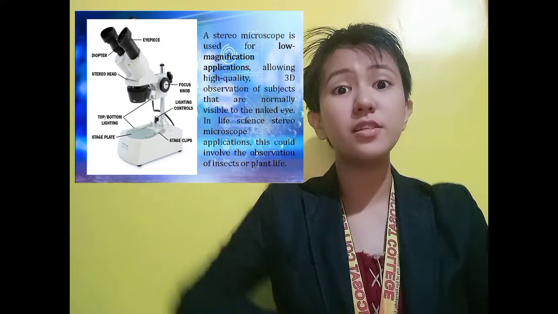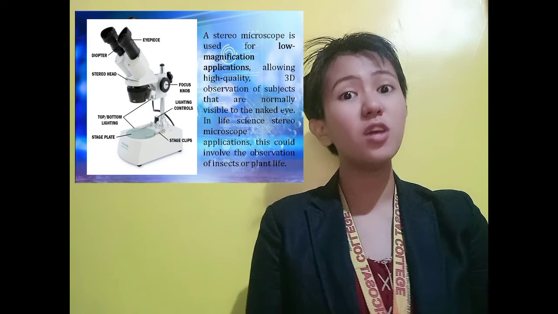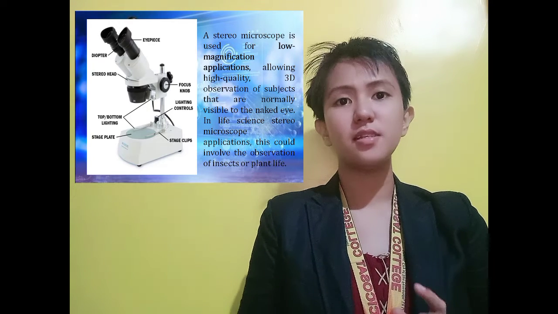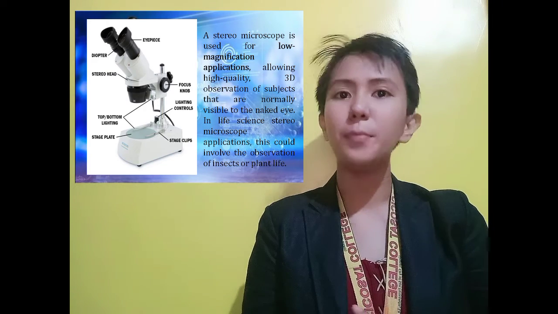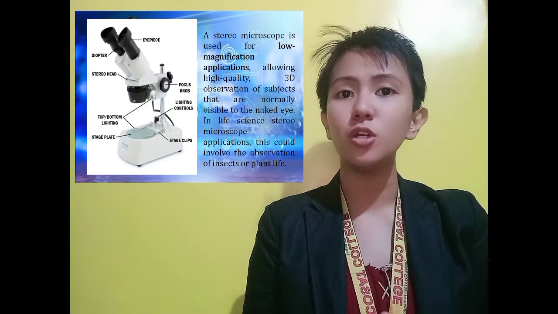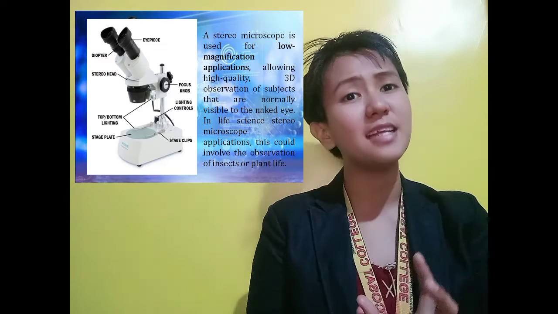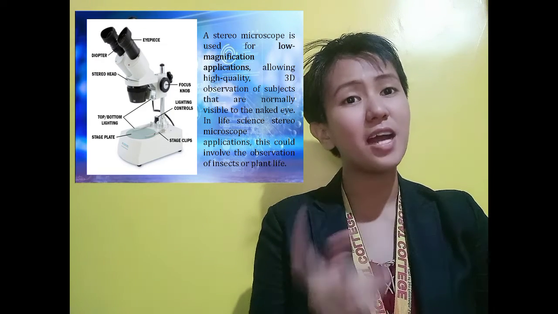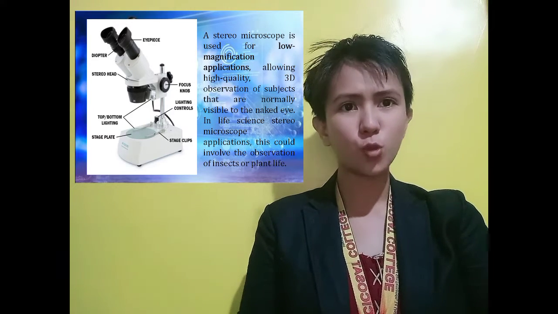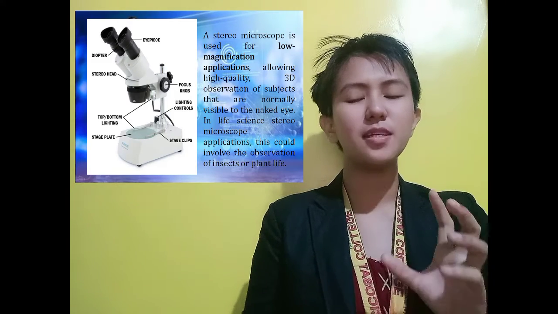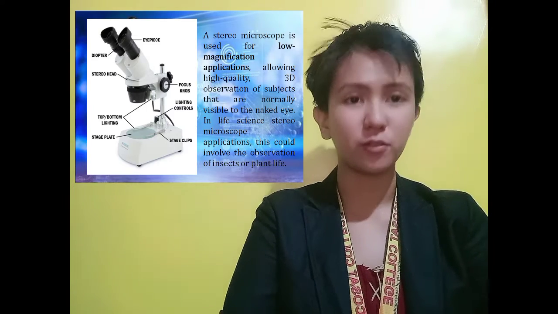So, the third is the stereo microscope. Is used for low magnification application allowing high quality 3D observation of objects that are normally visible to the naked eyes. In life science stereo microscope application, this could involve the observation of insect or plants. So, yung stereo microscope is ginagamit para sa mga insects, sa mga animals, at saka sa plants. So, ang stereo microscope is, siya yung para makita mo yung animal cells, plant cells, yung parang ganon. So, yun yung stereo microscope.